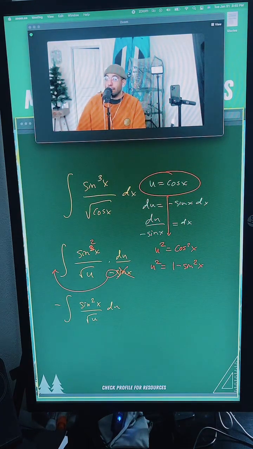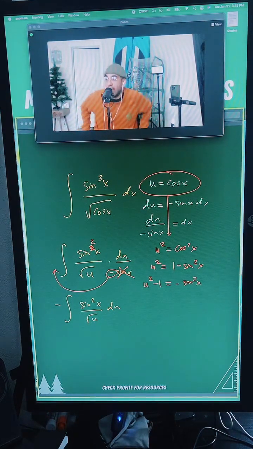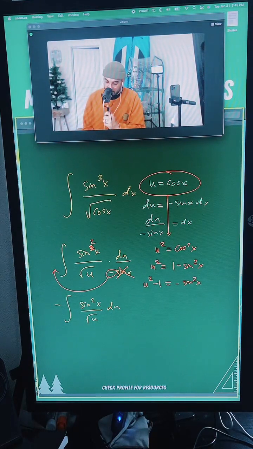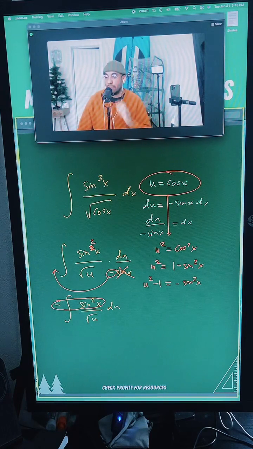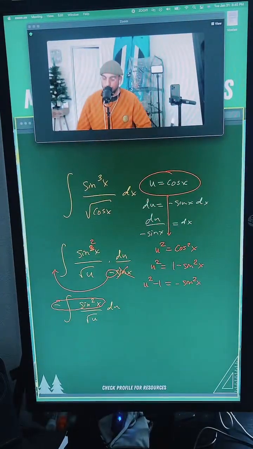Using that Pythagorean identity, let's move the 1 to the other side so that we have u squared minus 1 is equal to negative sine squared. Chat, that is exactly what this value is. I'm going to circle that. Maybe I shouldn't have brought the negative on the outside. I should have kept it there.